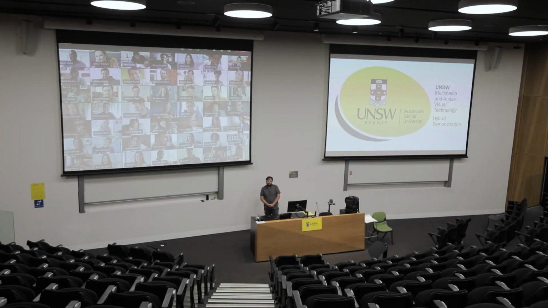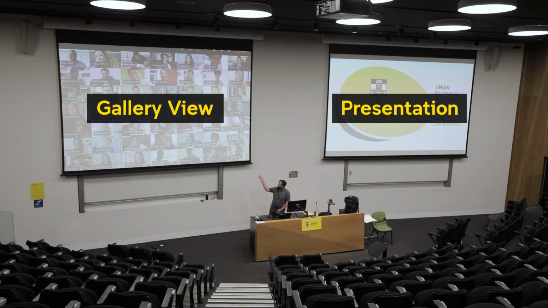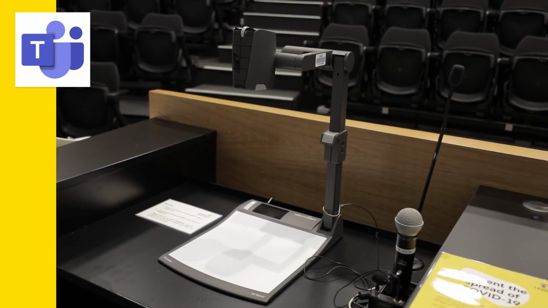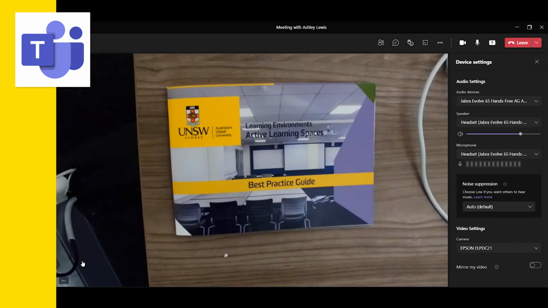If the hybrid teaching space is also equipped with two projectors and screen, you can use your BYOD device to split screens. You can have the presentation on one screen and the gallery view on the other. To display document camera for in-room and online students, click on the ellipsis or three dots at the bottom left corner in Teams. Here you can switch camera. Your online participants and in-room students can now view the document camera.